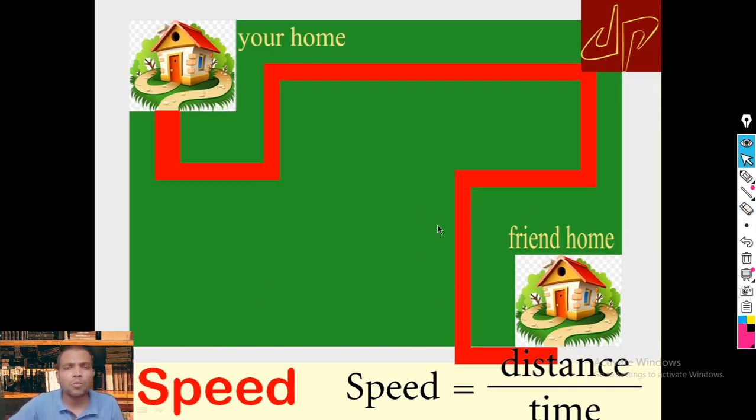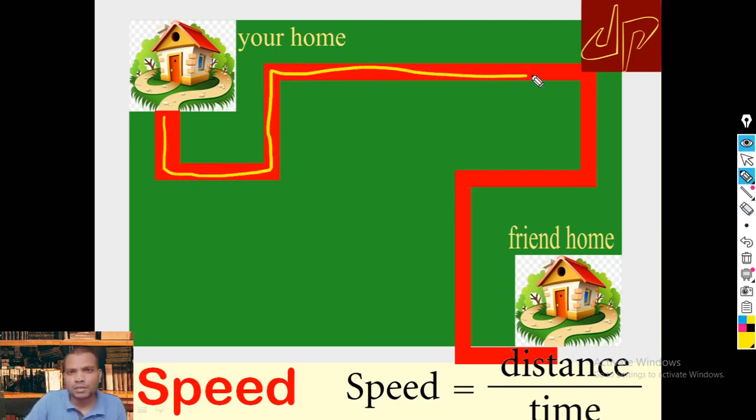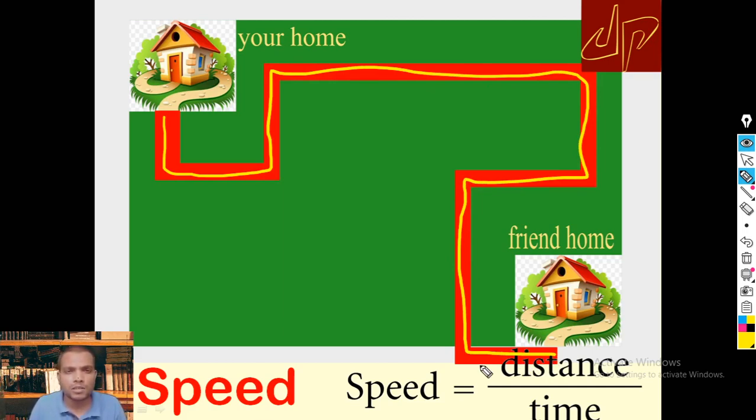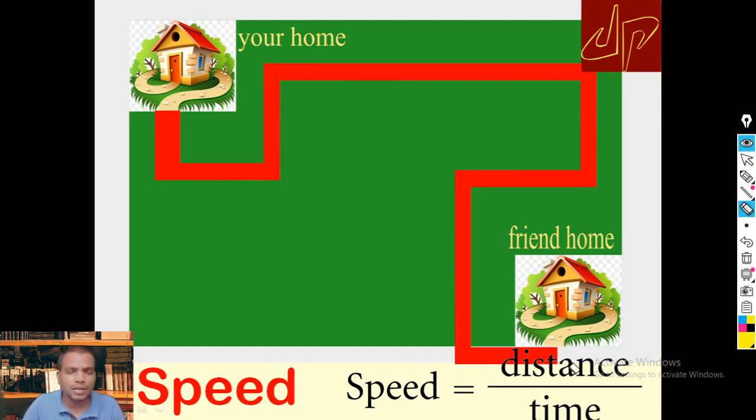Suppose you have more time. Instead of selecting the short path, now you select a long path. Since you have time, you come all the way like that. You roam everywhere, every corner, and finally reach your friend's house. Usually this is what happens when we go from school to our house. Since we have time, we cover all the ways. So here also speed is distance upon time.